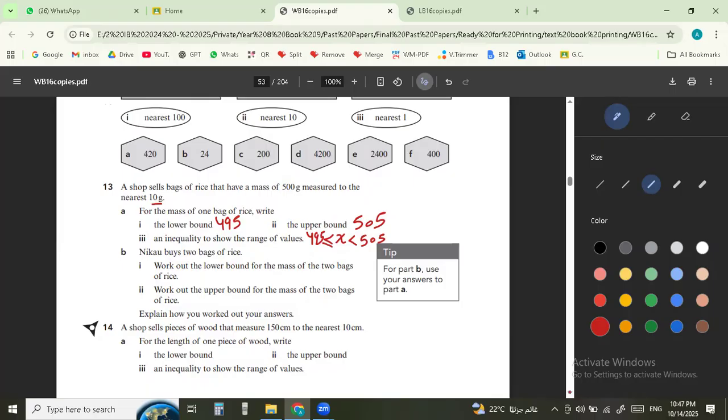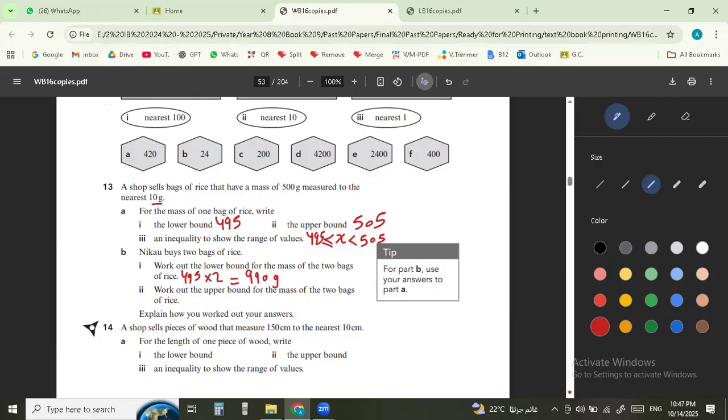Nico buys 2 bags of rice. Here we found that the lower bound of 1 bag is 495. Work out the lower bound for the mass of the 2 bags. Lower bound, we found that it is 495, but they want 2 bags, so multiply by 2. It's going to give you exactly 990. Gram or kilogram? It's 500 grams here, so it is 990 grams.